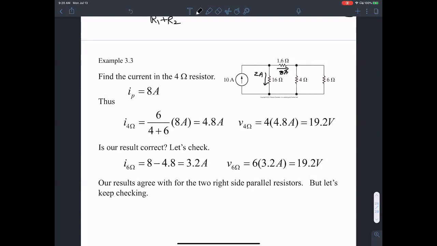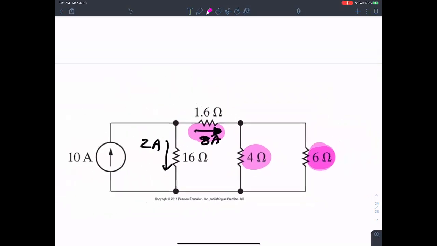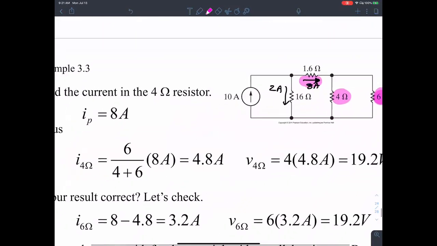And you can verify your result by using a bunch of different techniques. You can look at the current that's flowing through the 4 ohm resistance. There are 8 amperes of current coming into this parallel branch through the 4 ohm and 6 ohm resistances. So the 4 ohm resistance should have a larger current and the 6 ohm resistance should have a smaller current. A big chunk of that 8 amperes should go to the 4 ohms and a smaller chunk to the 6 ohms, because currents are inversely proportional to the resistances. Let's see if that is indeed the case.